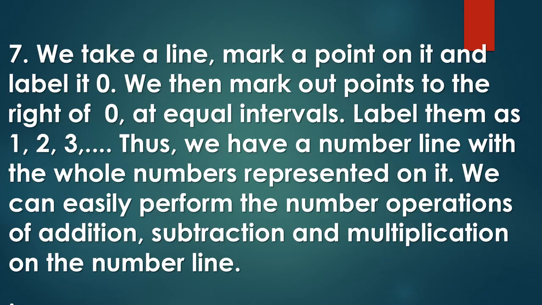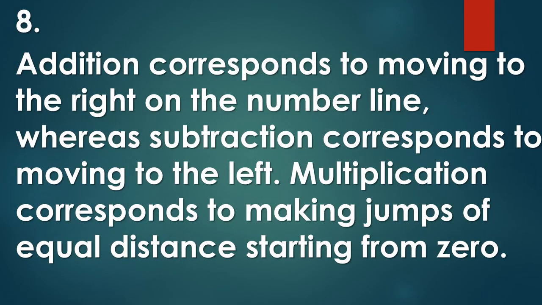Eighth point is, addition corresponds to moving to the right on the number line, whereas subtraction corresponds to moving to the left. Multiplication corresponds to making jumps of equal distance starting from 0. If we are doing addition on the number line, we move to the right hand side. When we are doing subtraction, we move to the left hand side. And when we do multiplication, we make jumps of equal distance starting from 0.